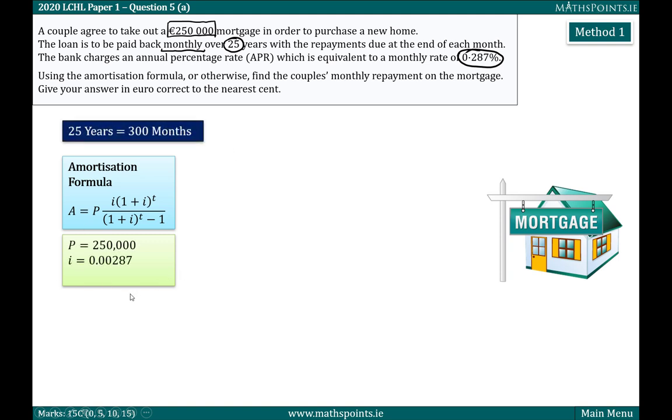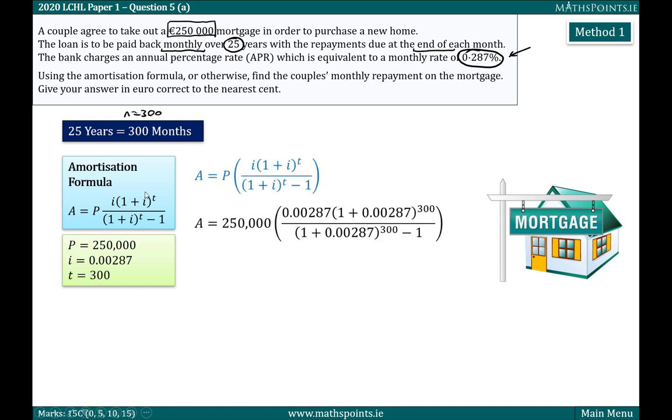So could we use the amortization formula for this? Yeah, we're repaying the loan at the end of each month. We have a monthly interest rate. We have a 250,000, which is our P value. So if we pop these into the formula with the N value of 300, that's the period of time, the amortization formula just tells us that we'd have to repay 1,244.06.